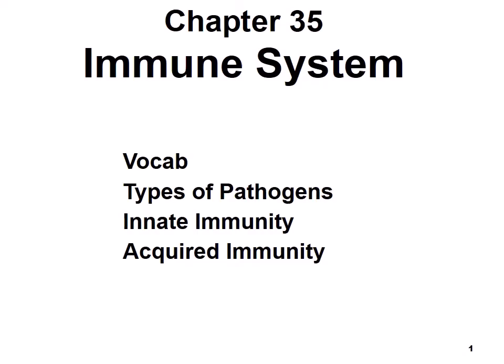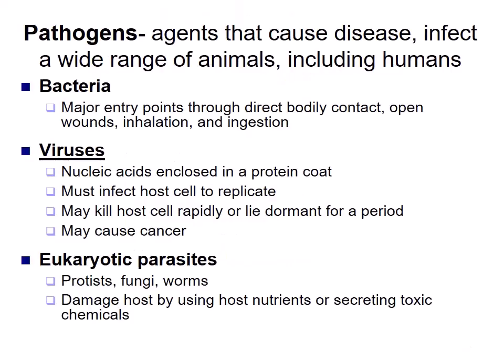All right, so chapter 35 is an introduction to the immune system. So we'll go over some vocab, we'll go over some pathogens, and we'll talk about innate immunity and acquired immunity. So a pathogen is anything that causes disease, and I think a lot of times people think about human pathogens, but pathogens can infect a variety of animals, and you can have pathogens that infect protists and bacteria and plants as well, but since this is the animal unit, we're going to focus on animal immune systems.